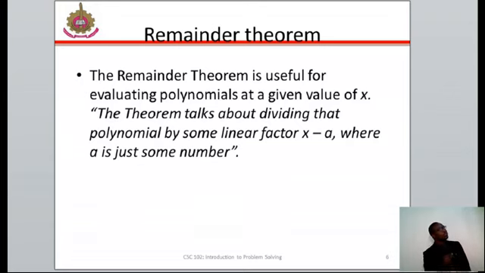The theorem talks about dividing a polynomial by some linear function or factor x minus a, where a is just some number. The remainder theorem starts with an unnamed polynomial p(x), and there is a variable x there, which is used to evaluate the remaining factor after it has been divided by the linear factor.